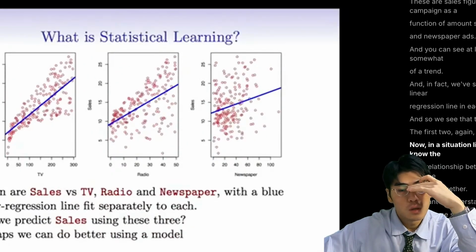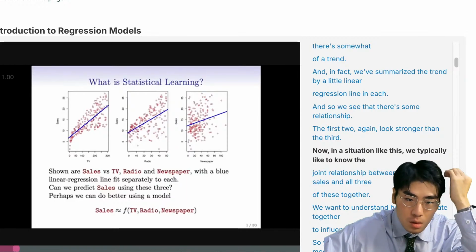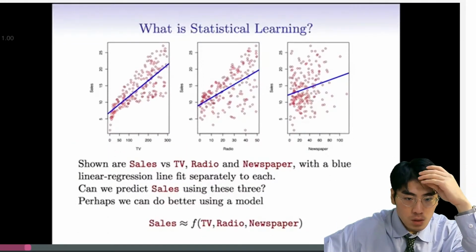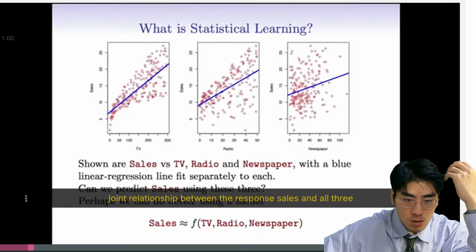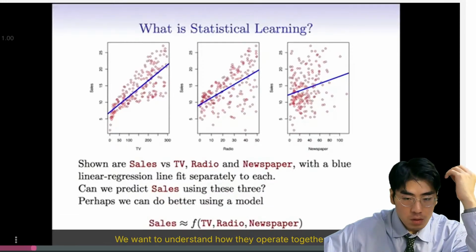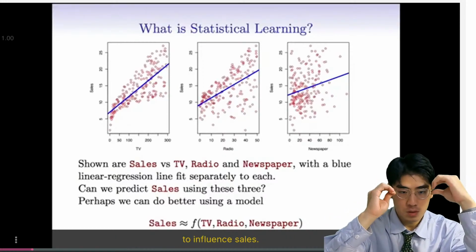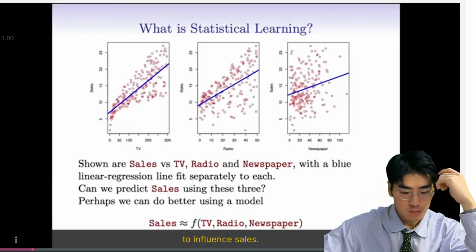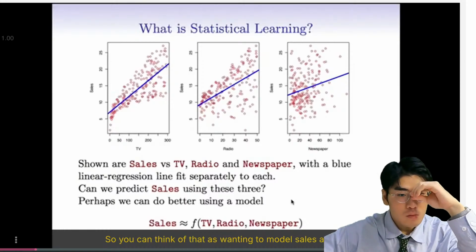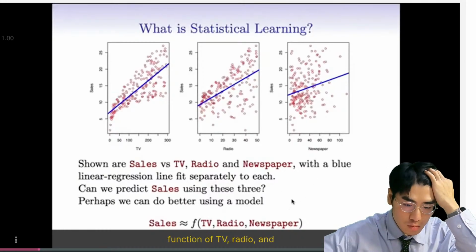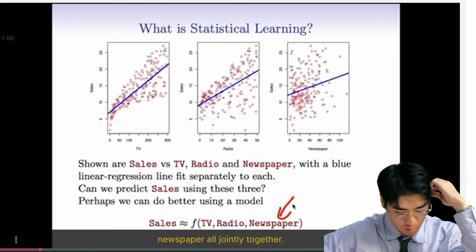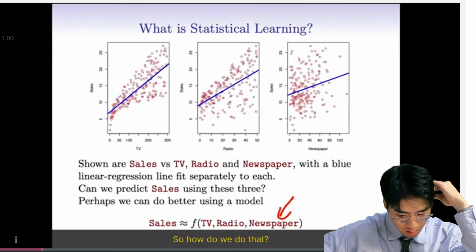Now, in a situation like this, we typically like to know the joint relationship between response sales and all three of these together. We want to understand how they operate together to influence sales. So you can think of that as wanting to model sales as a function of TV, radio, and newspaper all jointly together. So how do we do that?